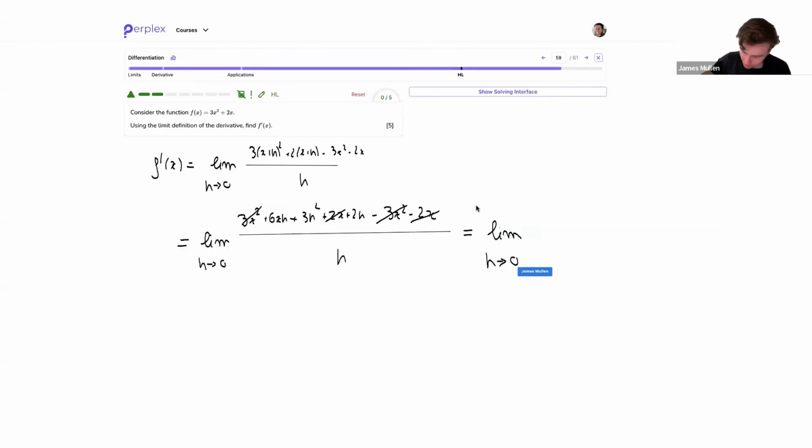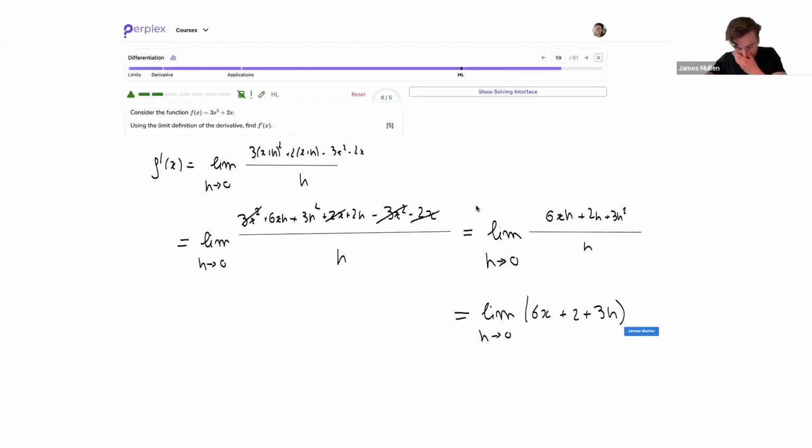0 of, and now I'm going to have just 6xh plus 2h plus 3h squared over h. You can cancel out the h now. Limit as h goes to 0 of 6x plus 2 plus 3h. Okay, and h is going to 0, so this just becomes 6x plus 2.